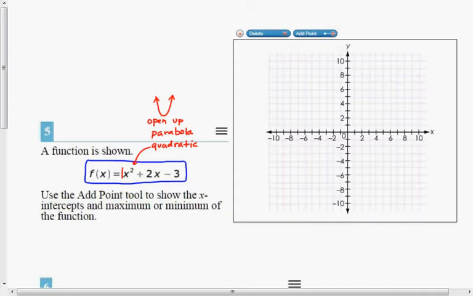There are a lot of different ways that we could find the x-intercepts and the maximum or minimum, which in this case is going to be a minimum because this graph opens up. We want to plot those 3 specific points. There's algebra that you could use, but when you have access to technology, as you will during this test, I would absolutely go straight to the technology. So x squared plus 2x minus 3.